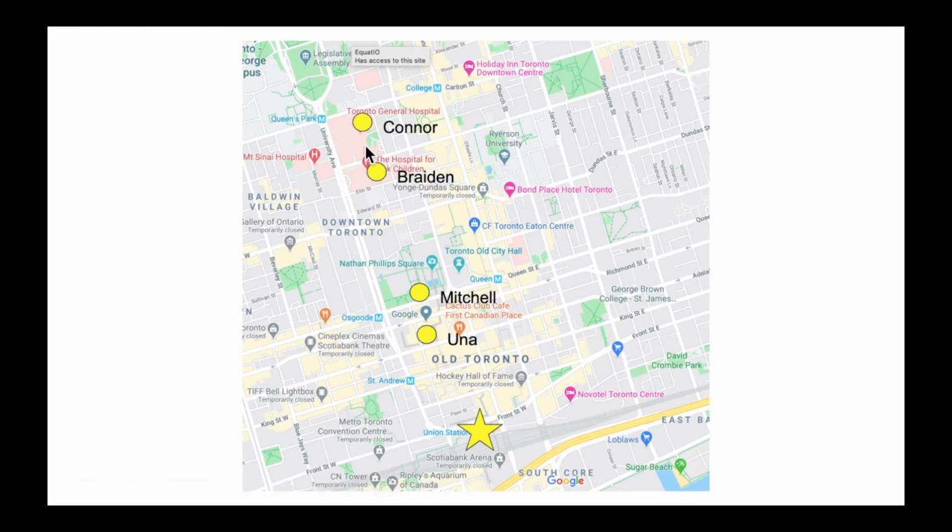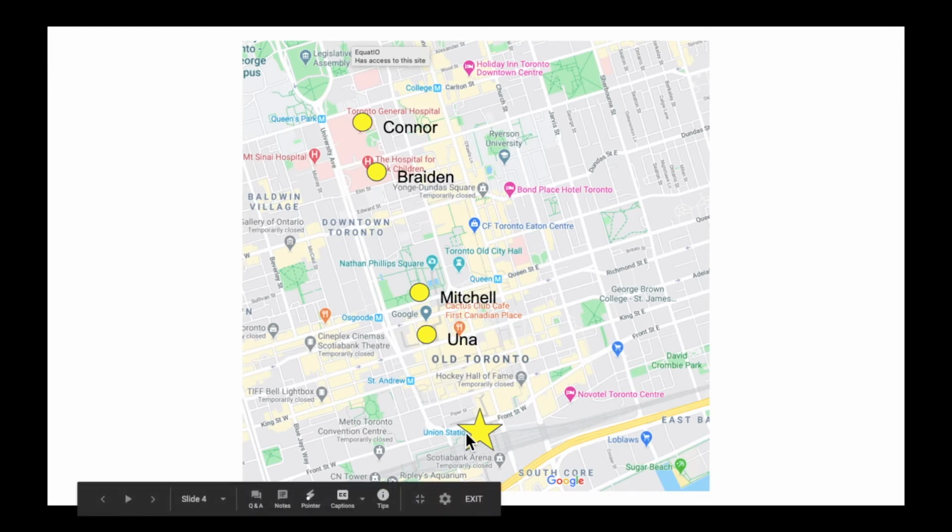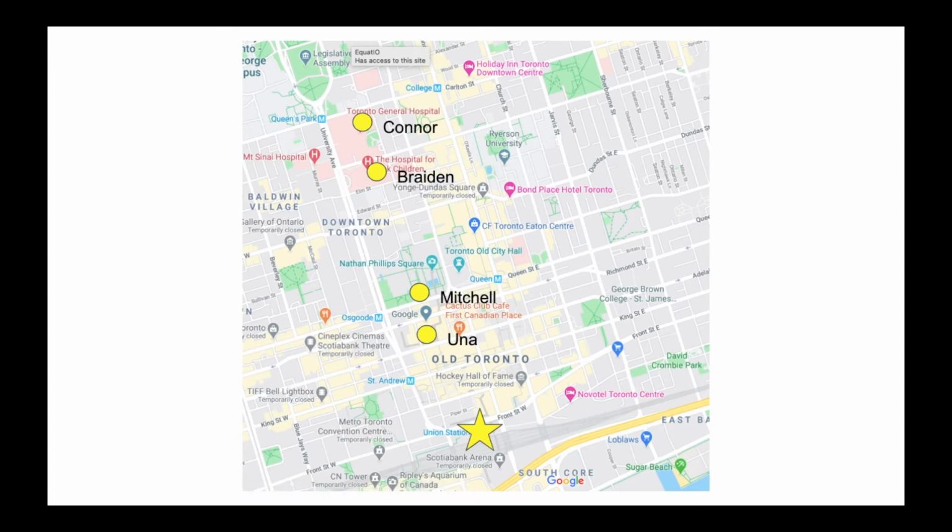We have Connor, who's up at Toronto General, the hospital for sick children, that's where Braden works, and Mitchell, let's say Mitchell works at Google, and Una is there at City Hall. Or I should say Mitchell's at City Hall, Una works at Google. All right, so 4 different people need to get to the train station. And we're going to use this analogy to show you the difference between series connections or series circuits and parallel circuits.